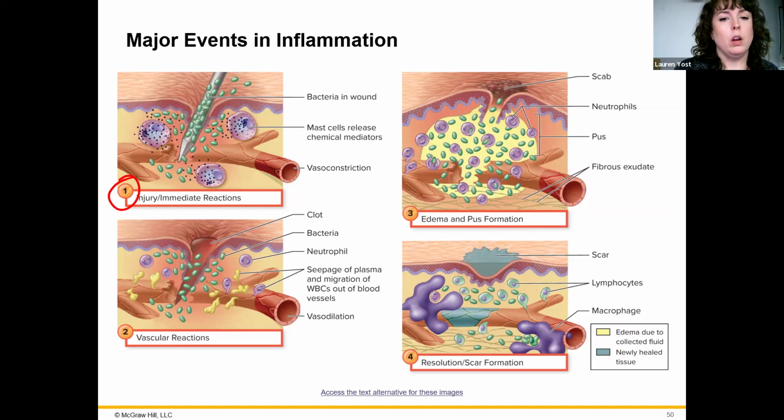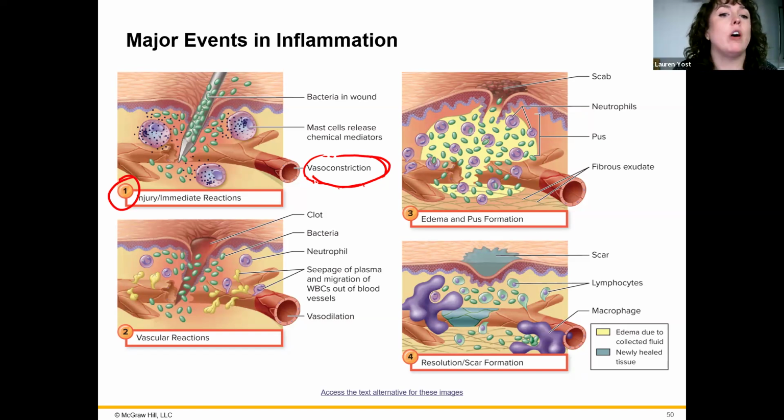Okay. And see this vasoconstriction. I know I said vasodilation, but in the beginning, vasoconstriction, because we're trying to keep everything compartmentalized. So we don't want blood that could potentially have bacteria in it getting out of that area. So vasoconstriction to prevent too much of that happening, badness moving out, okay?